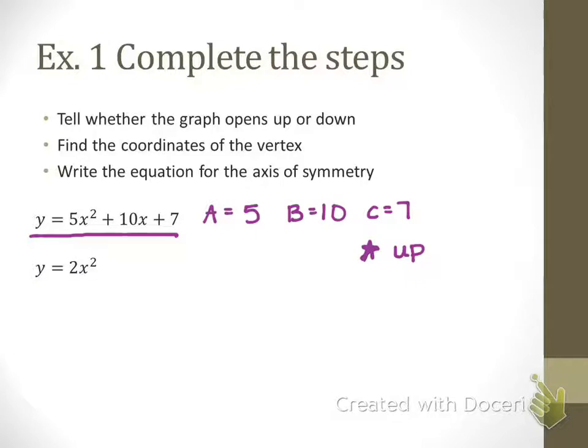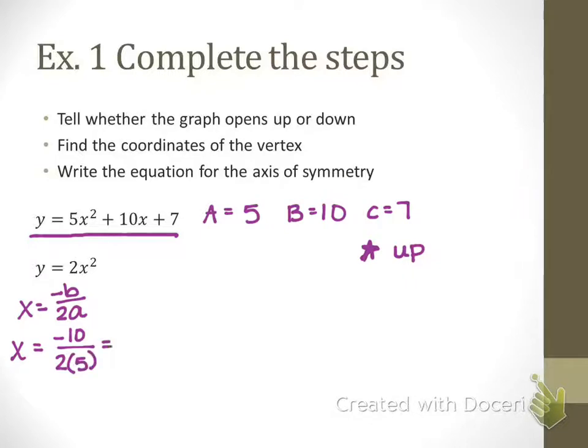Now, the second step wants us to find the coordinates of the vertex. First of all, you have to memorize the formula for the vertex because I will not give it to you on the test or the quiz or the homework. So, what is that formula for the x value in the vertex? x equals negative b over 2 times a. You need to memorize that. So let's just plug in our numbers now.